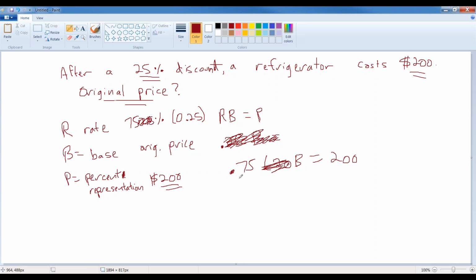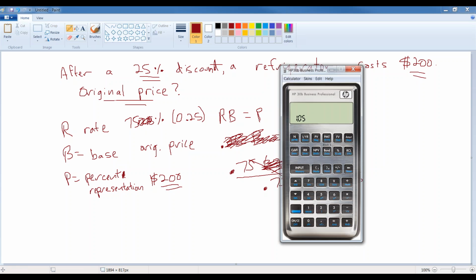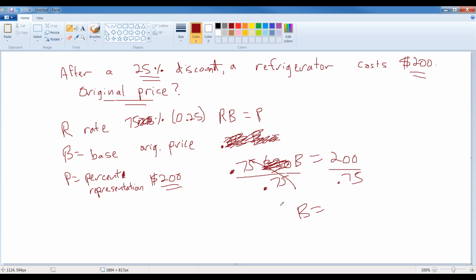And so in order to solve for the base, you would simply isolate the b, just like you would do with any other equation, by dividing each side by 0.75. And you could say the b is 200 divided by 0.75, and again, you can do this on a calculator. Let's say we got 200 divided by 0.75, and our answer would be $266.66.